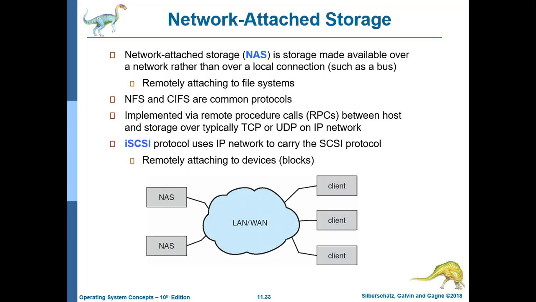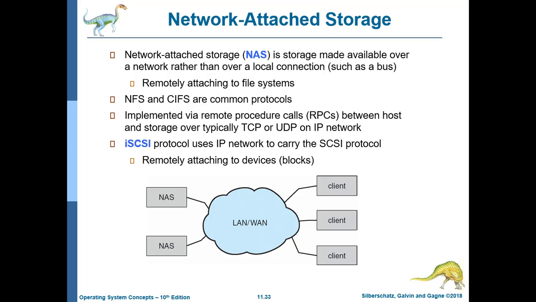Next we have the network attached storage, or NAS. NAS is storage made available over a network rather than over a local connection such as a bus, so it remotely attaches to file systems. NFS and CIFS are common protocols. NFS is the Network File System, used for remote file access, remote file system mounting, and others. CIFS, the Common Internet File System, is the Windows network file system now used on many systems.